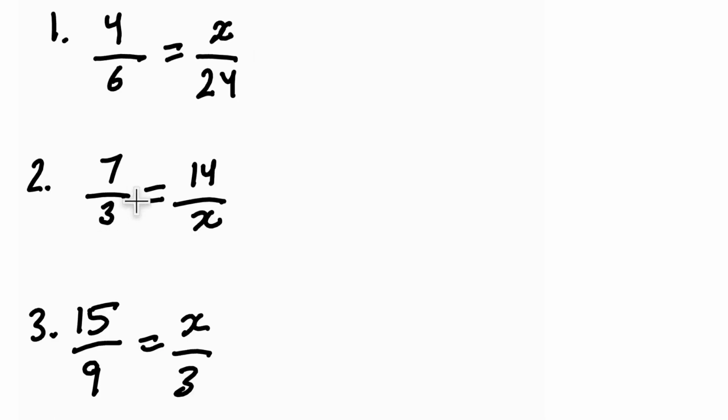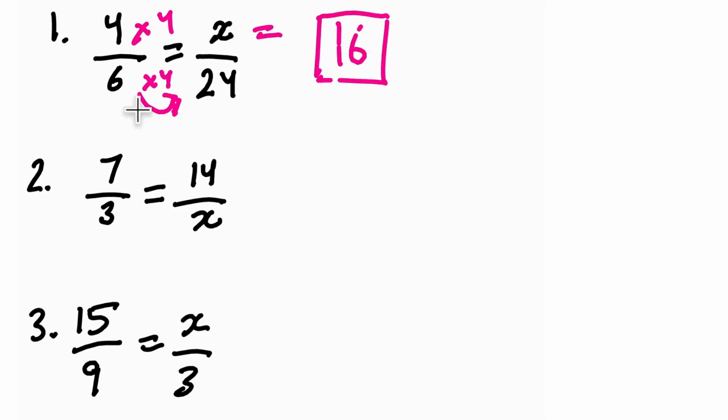Let's take a look at a few of these practice problems. Number 1, 4 over 6 is equal to x over 24. Pause the video if you want to try it by yourself. Okay, so since the x is on the numerator, we have to look at what multiplies by 6 to get to 24. Well, 6 times 4 is equal to 24, so we do the same thing on top. 4 times 4, and we get x is equal to 16. So 4 over 6 is equal to 16 over 24.